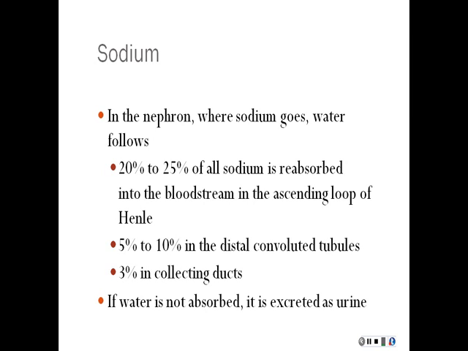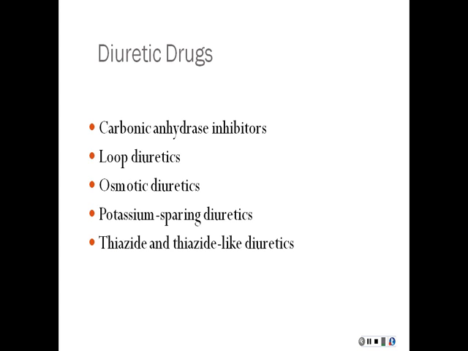But this requires an active transport system, which requires energy of potassium and sodium, which also then causes the passive transport of chloride and water through the system. And then 20 to 25% of all the sodium is reabsorbed into the bloodstream in the ascending loop of Henle. And then finally in the distal convoluted tubules, about 5 to 10%, and then in the collecting ducts another 3%. So if water is not absorbed back into the system, it is then excreted through urine.